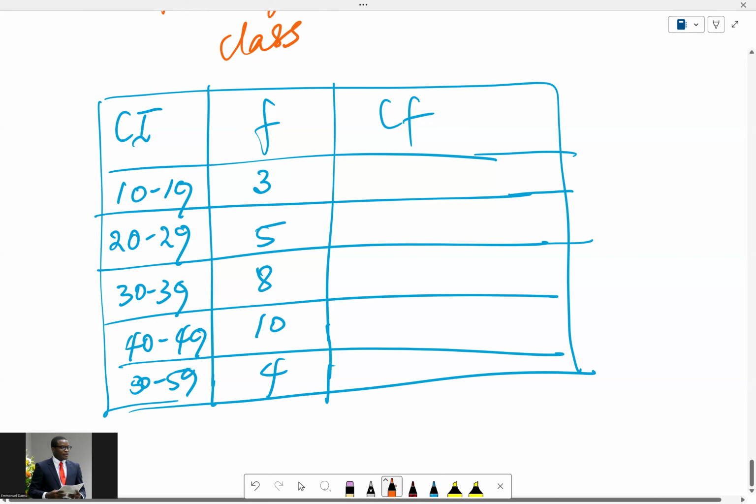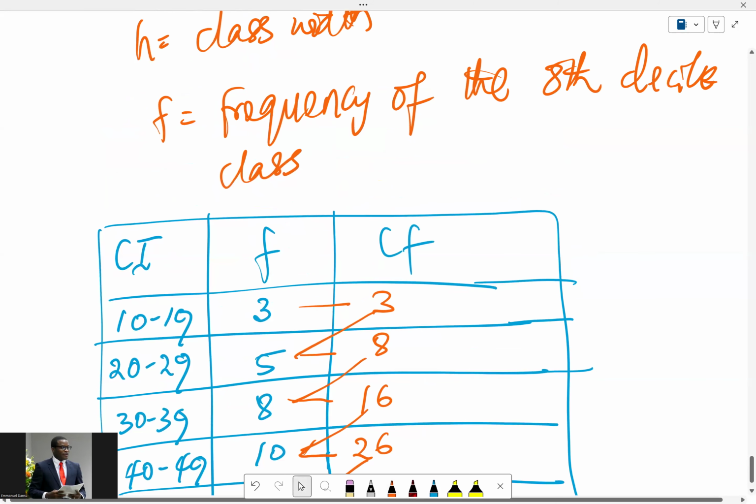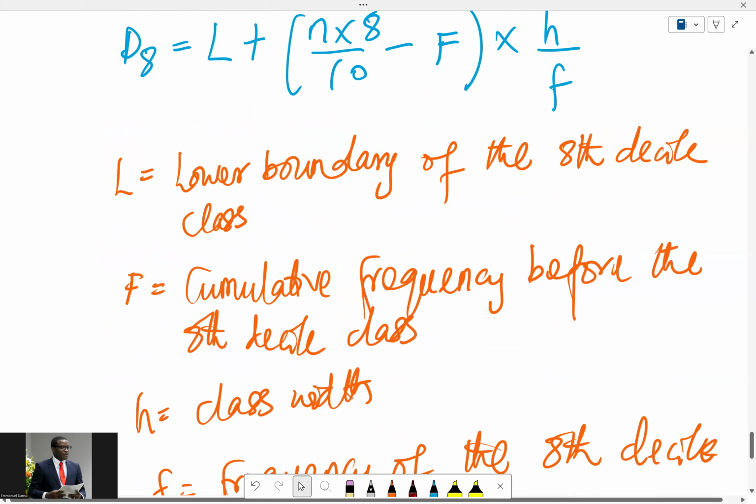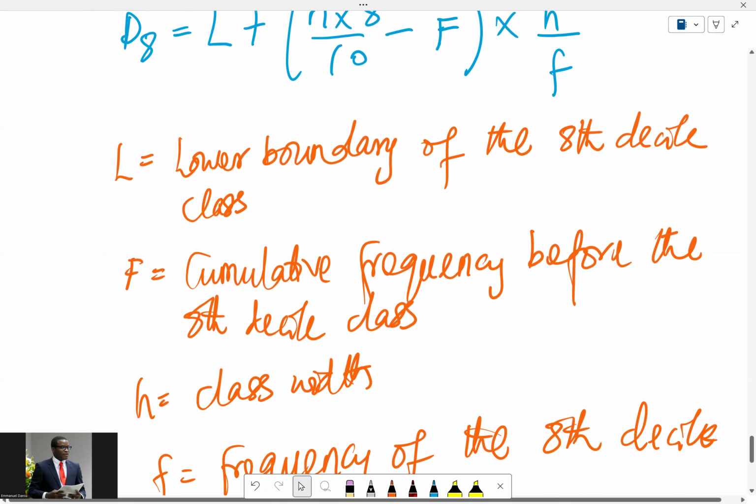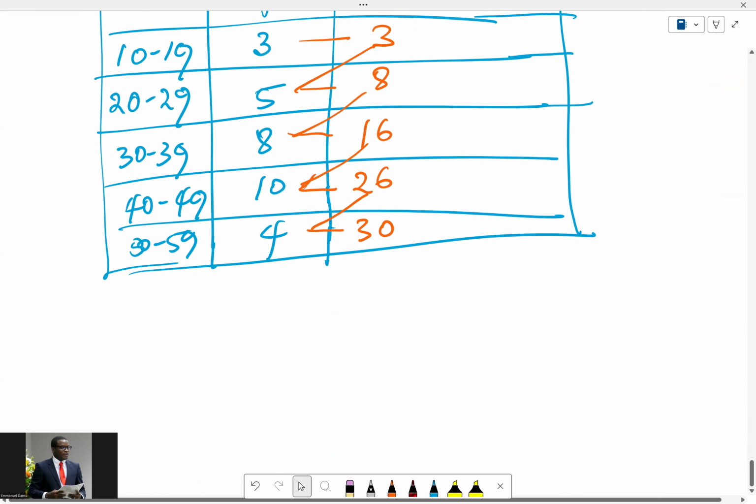So let's get the cumulative frequencies. This is just 3 straight up. Then 3 plus 5 is 8. 8 plus 8 is 16. 16 plus 10 is 26. 26 plus 4 is 30. So again here, oh, okay, I forgot to talk about N. N should come before that. So N is the total frequency, or total cumulative frequency, if you like. So here, first of all, N is 30.